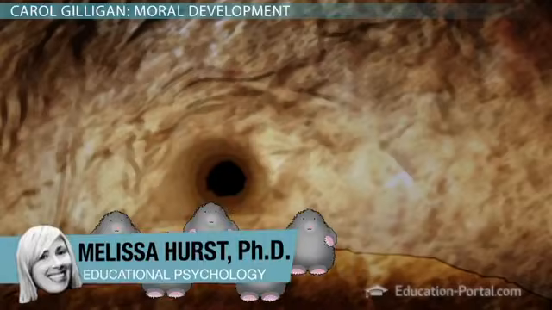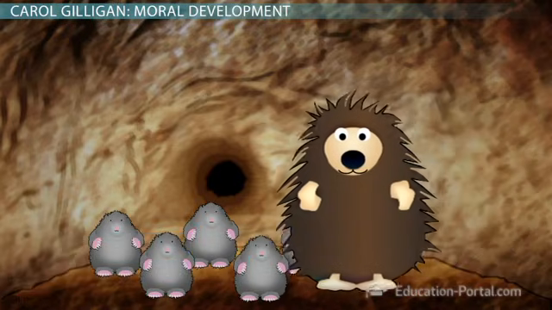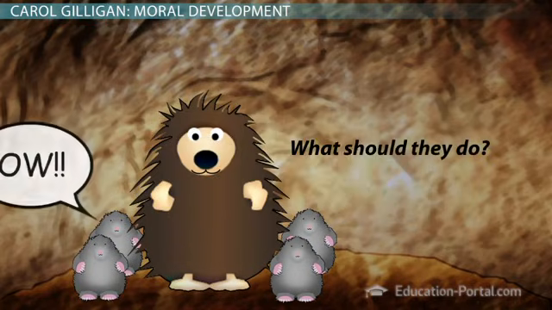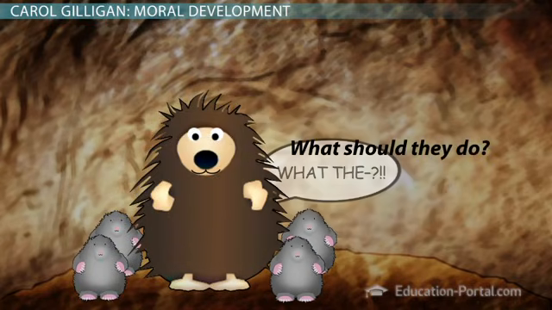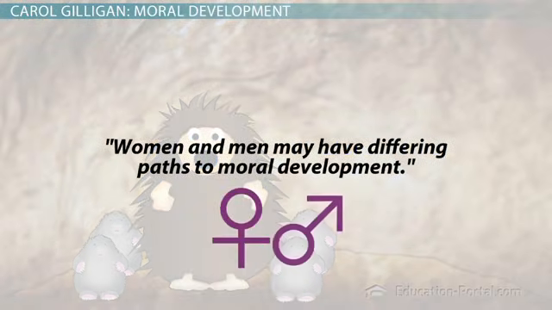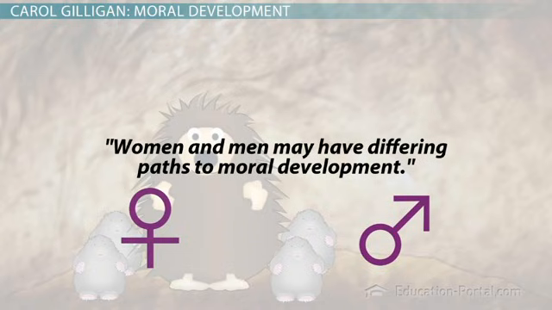A community of moles give shelter to a homeless porcupine. The moles, however, are constantly stabbed by the porcupine's quills. What should they do? This scenario was used to aid in the development of a theory that argued women and men may have differing paths to moral development. This lesson will introduce and apply that theory, developed by Gilligan.